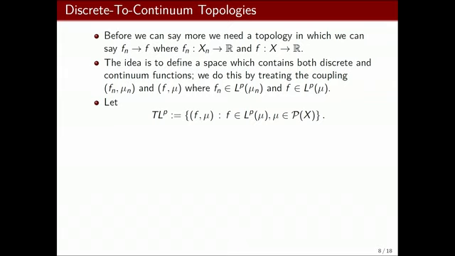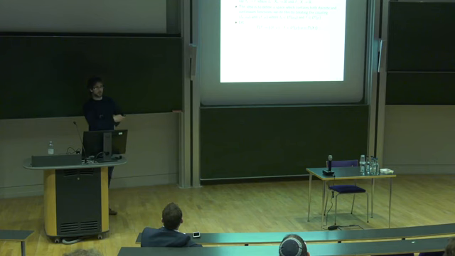So the space is this TL^p space, which is the couplings of functions which are L^p integrable with respect to mu, and probability measures mu in P(X). Okay, so this now means that our discrete sequences and our continuum sequences are in the same space.